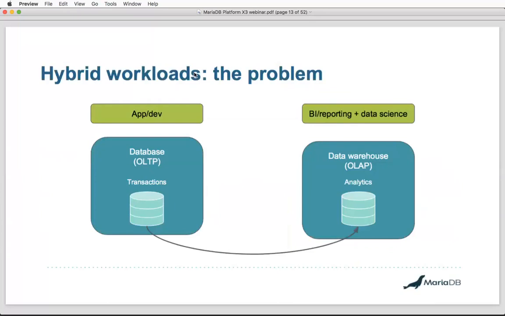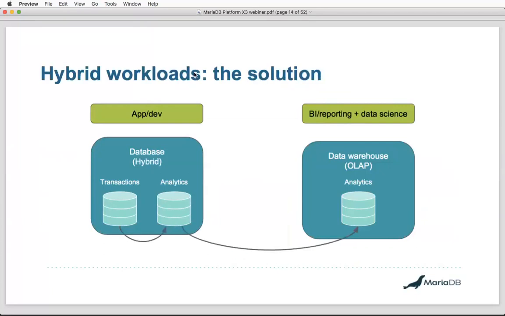So the problem, we have this brick wall, we have these two separate databases, two different users, two different applications. The solution is to bring analytics into that database that you use for your applications. And the importance of this slide is that when we talk about hybrid, I'm not suggesting that the data warehouse go away. That's never going to happen, nor should it. That data warehouse will still aggregate data from different applications, different business units, different teams, different sources. It's a great repository for all of your company's data.